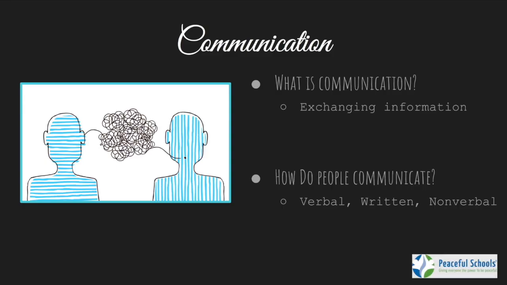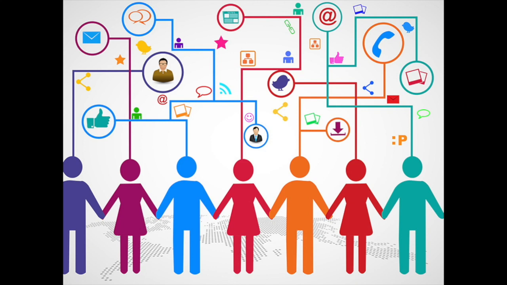Let's dive into communication. As previously mentioned, actors in the silent film industry had to be good nonverbal communicators. But what is communication? Communication is the exchanging of information. You can either send or receive information. The way that you do this is through verbal, written, or nonverbal cues. Verbal and written communication is a language to communicate by listening or reading.